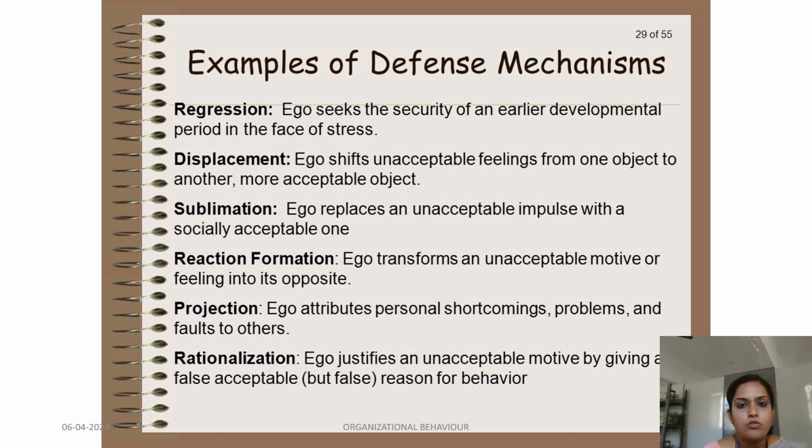Regression is when the ego seeks the security of an earlier developmental period in the face of stress. Displacement is when the ego shifts unacceptable feelings from one object to a more acceptable object. Sublimation: the ego replaces an unacceptable impulse with a socially acceptable one. Reaction formation: the ego transforms an unacceptable motive or feeling into its opposite. Projection: the ego attributes personal shortcomings, problems, and faults to others.